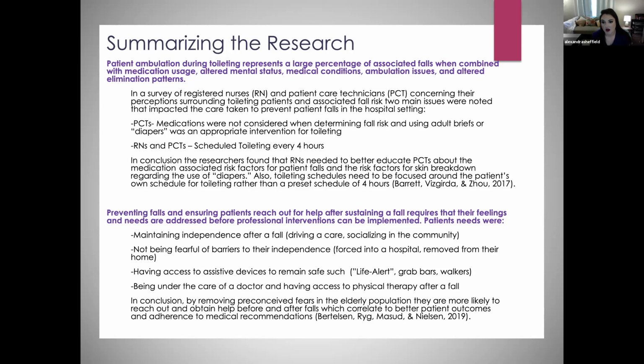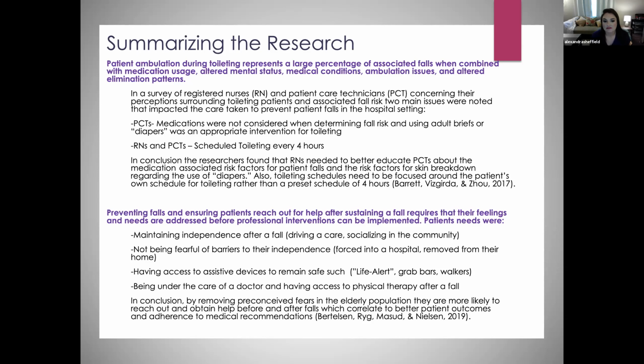Not being fearful of barriers to their independence, so being forced to be in a hospital, removed from their homes, and put in a care home. A lot of elderly people will not report a fall because they're fearful of being removed from their homes and losing their sense of independence.